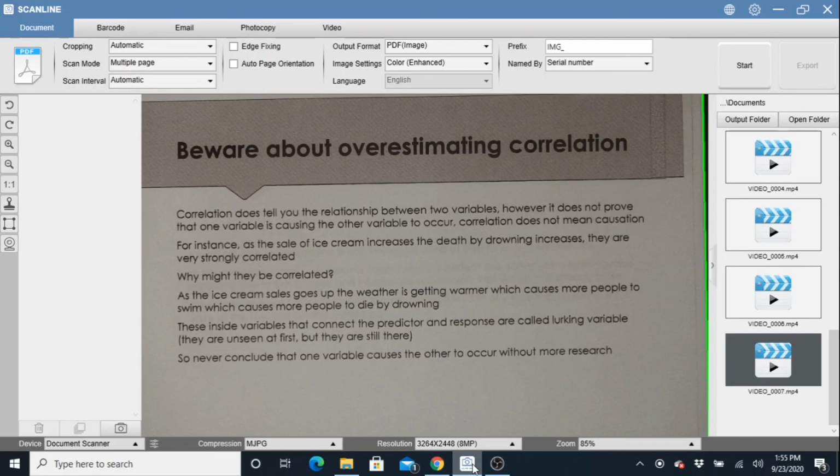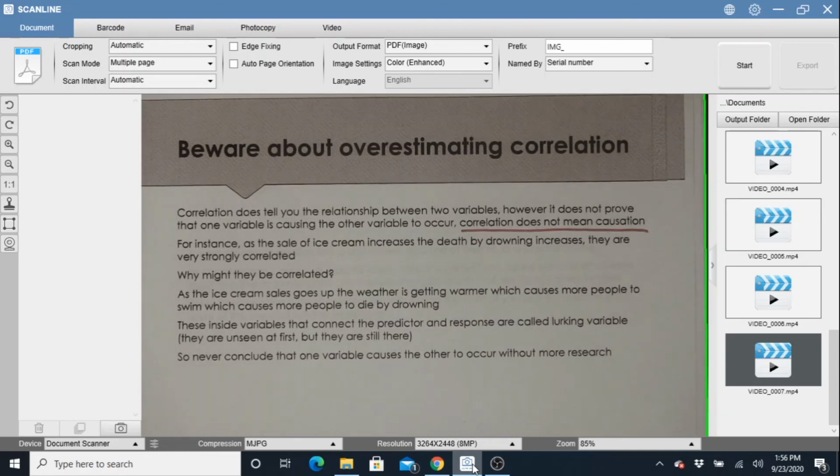So you have to be careful with saying that just because something has a strong correlation means that one is going to cause the other to occur. You always have to do more experimentation in real life to determine whether or not that is actually true. So be careful. That's also why you see some pharmaceutical companies producing medicines for things, and it turns out they didn't work so well. So just gotta be very, very careful. Never conclude that one variable causes the other to occur without more research.